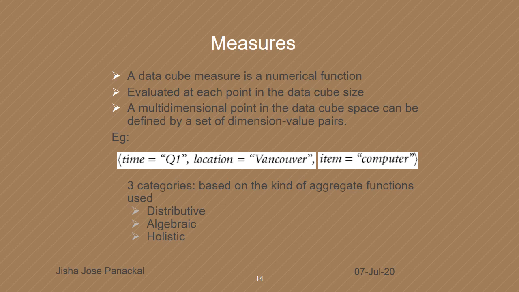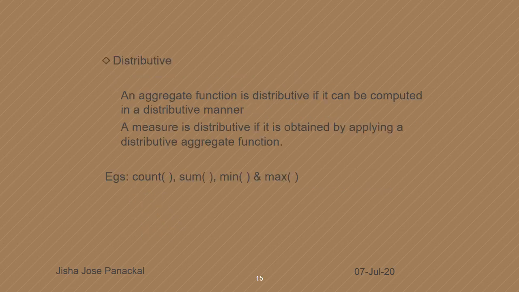There are 3 categories based on the kind of aggregate functions: distributive, algebraic, or holistic. We will see the different categories one by one. An aggregate function is distributive if it can be computed in a distributive manner. A measure is distributive if it is obtained by applying a distributive aggregate function. For example, count, sum, min and max are distributive functions.